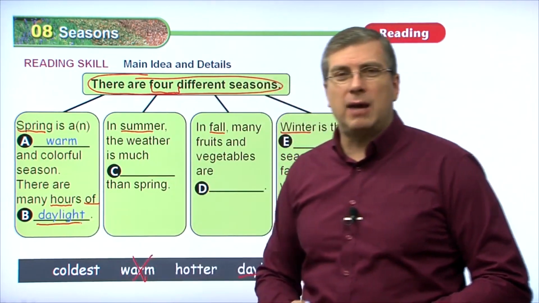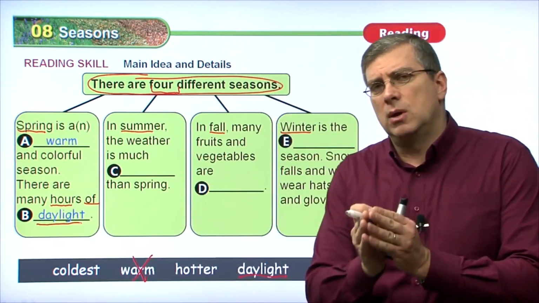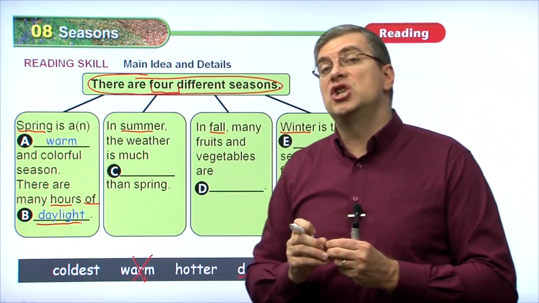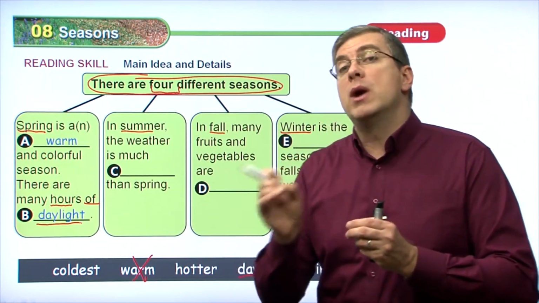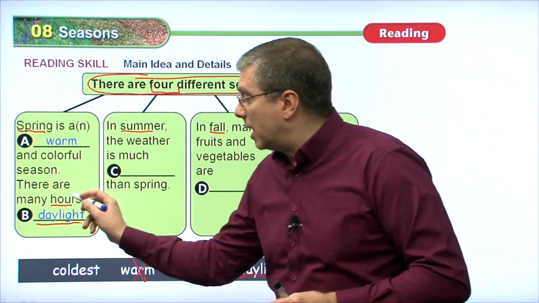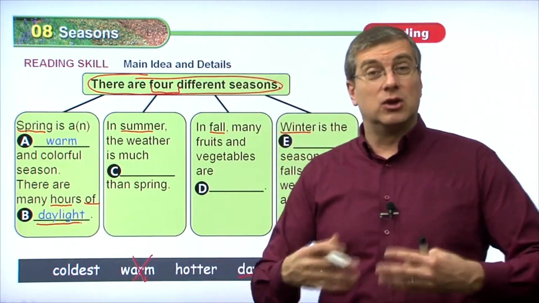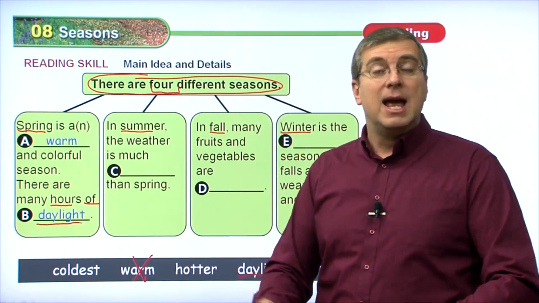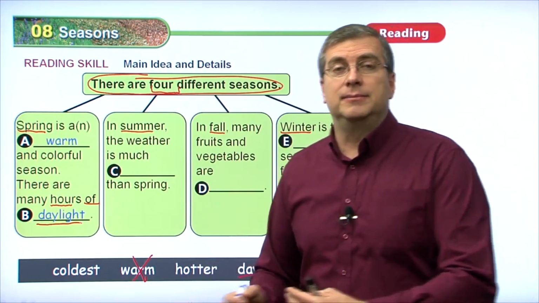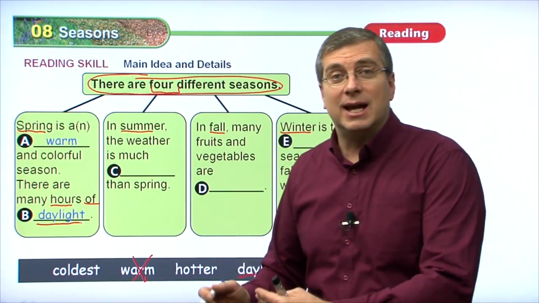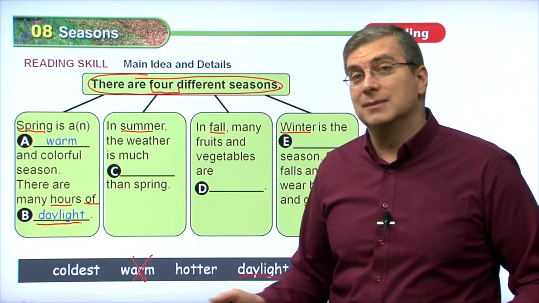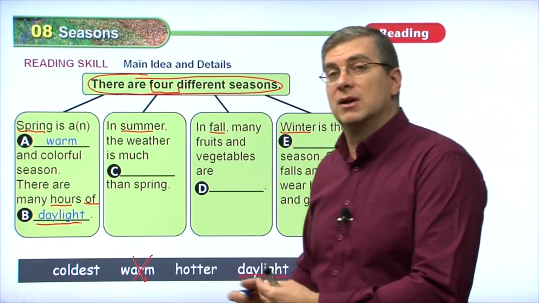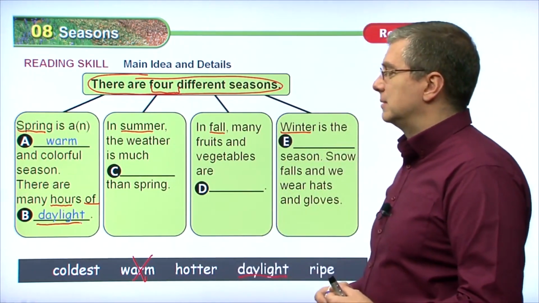When you study new vocabulary, don't just study the single word, but study words that are associated, words that go with that word. And this is a good example, hours of daylight. That's a good way to express that idea. How many hours of daylight are there in a day? In the spring or in the winter? Hours of daylight. It's a good expression.